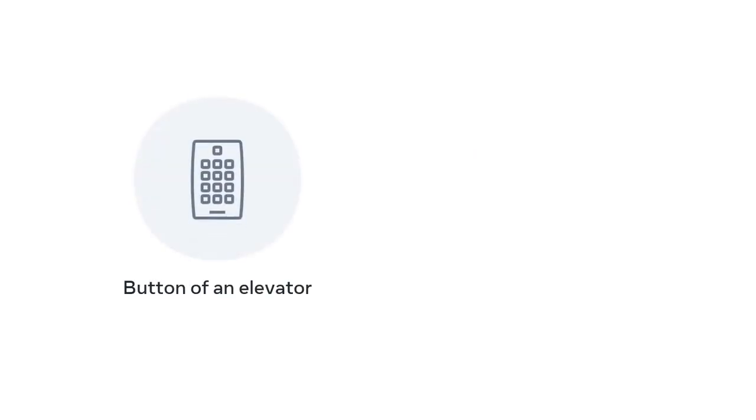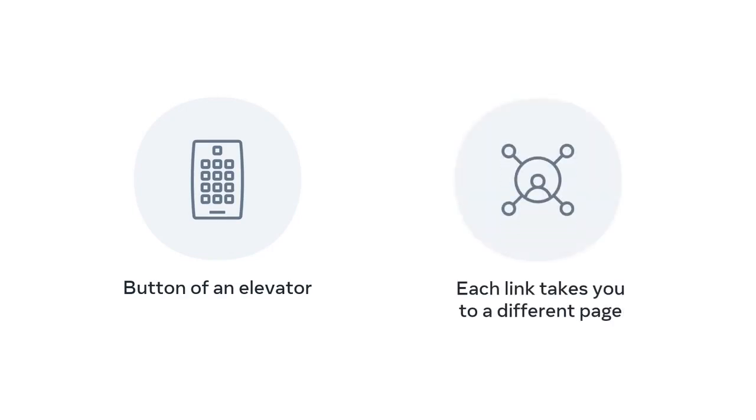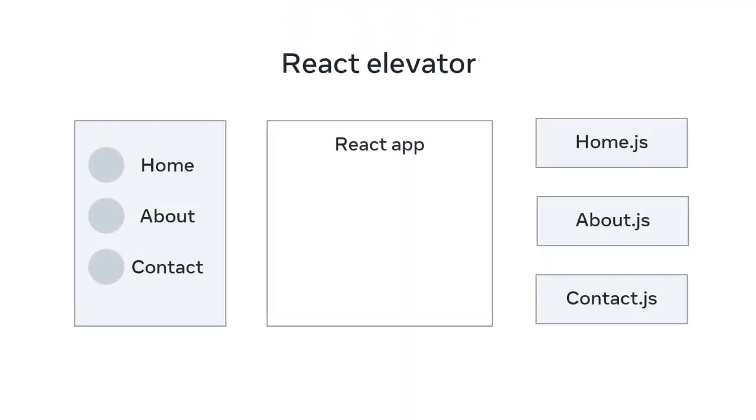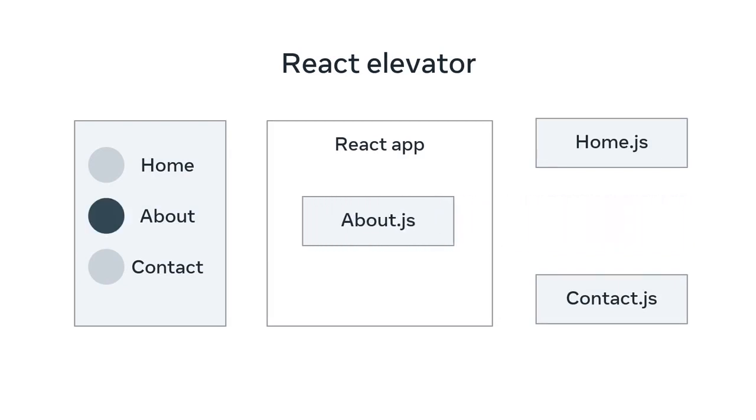To help illustrate how navigation between pages works with React, think about how the buttons on the inside of an elevator work. Pressing the button will take you to the selected floor. Similarly, each link on a website takes you to a different page if you click on it. If, however, you're in a React elevator, it's as if the elevator never moves. Instead, when you press a button in this React elevator, the entire construction of that given floor is injected into a single floor of this impossible building.